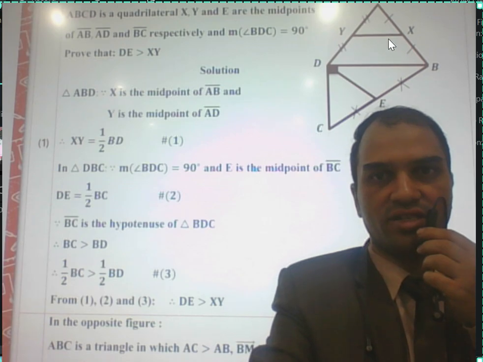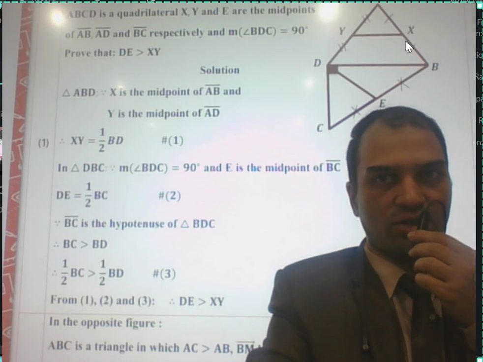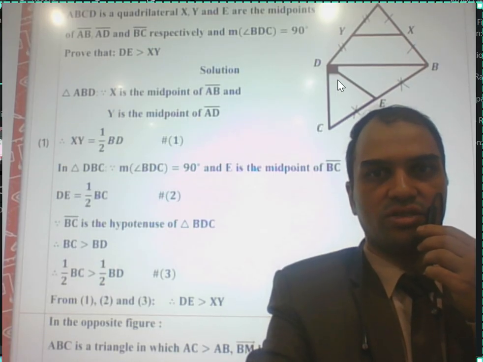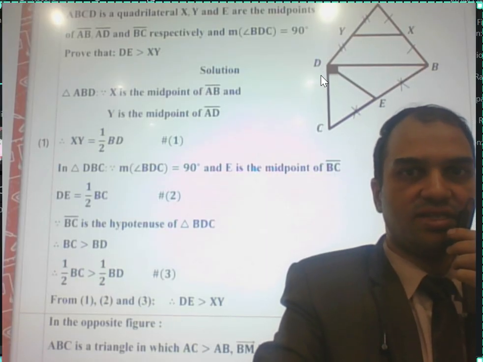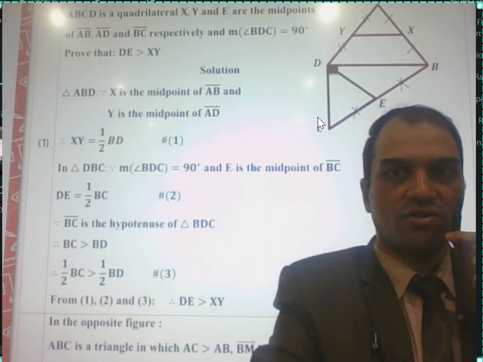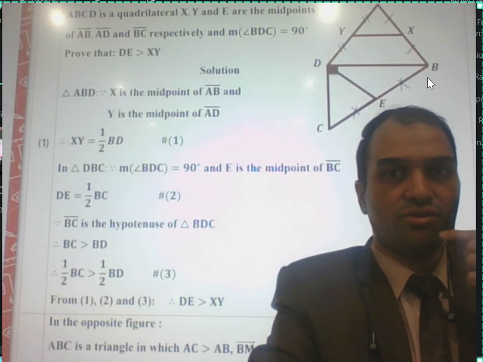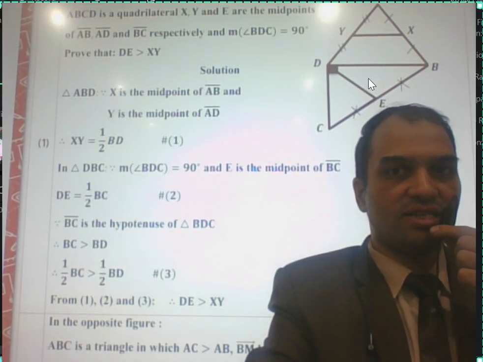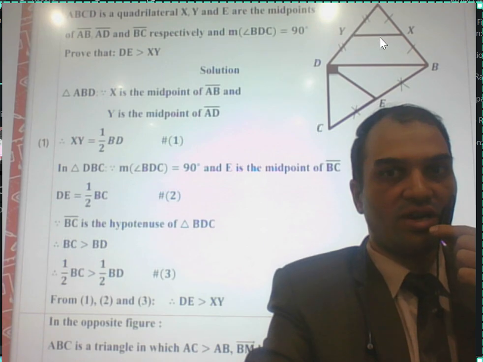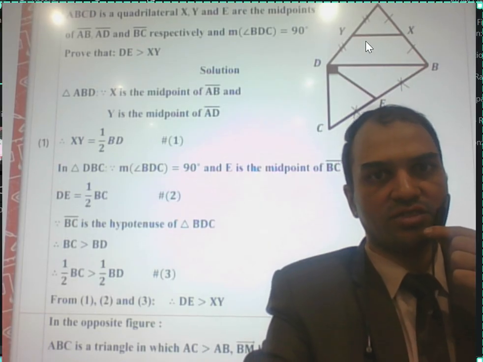We know XY here is the mid segment. XY lies between two midpoints in triangle ABD. Then XY is half of DB. And also DE is half of BC because DE is the median in triangle BCD. We can find the relation between CD and DB in the right angle triangle. Here CD is the hypotenuse. We know the hypotenuse is greater than any side. Then CD is greater than BD. And we have XY half of DB and DE half of CD. Then DE will be greater than XY.